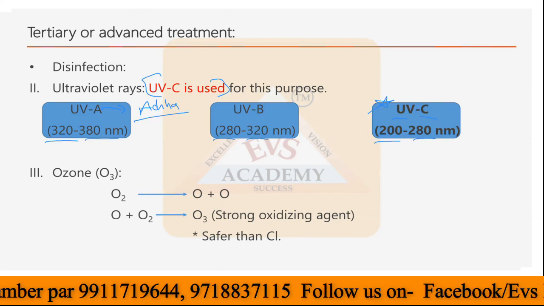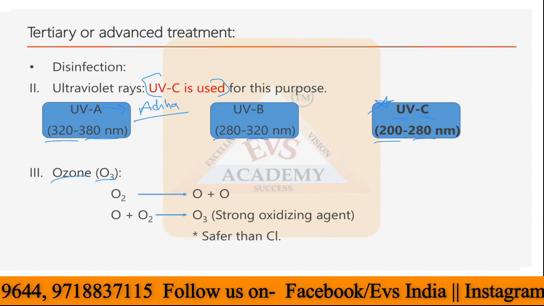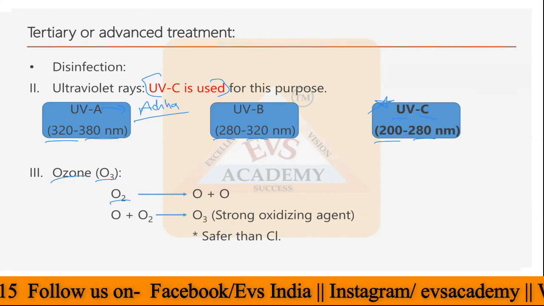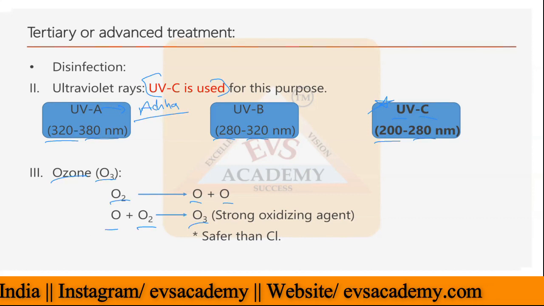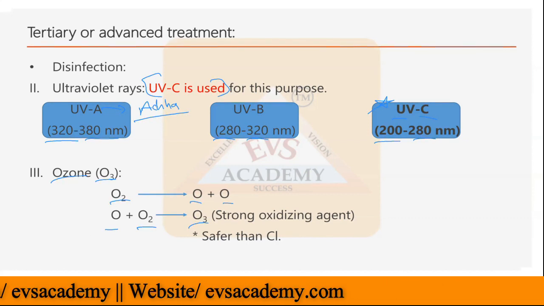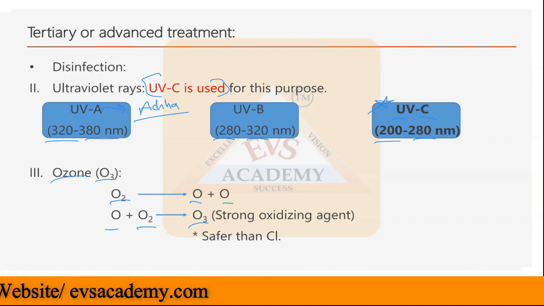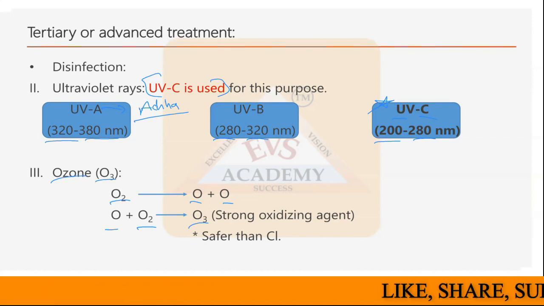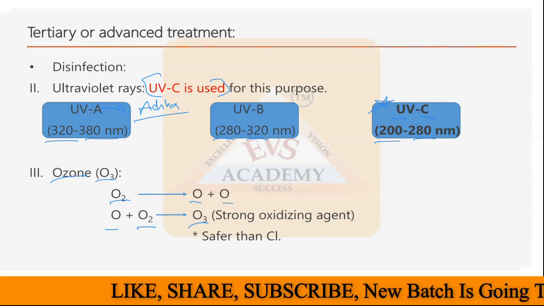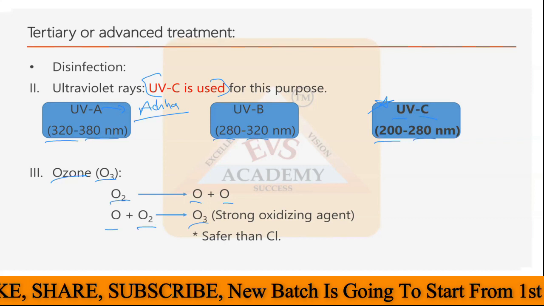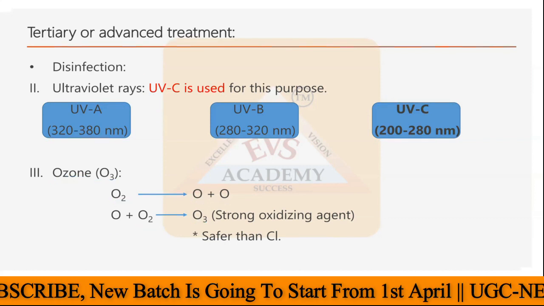Then another disinfectant used is ozone or O3. So the O2 is divided into O plus O. That one O reacts with O2 and creates O3. O3 is a very strong oxidizing agent, and ozone can be used more safely as compared to chlorine because it is not creating any carcinogenic problem in human beings. So this is the third type of disinfectant or tertiary treatment that we have discussed.